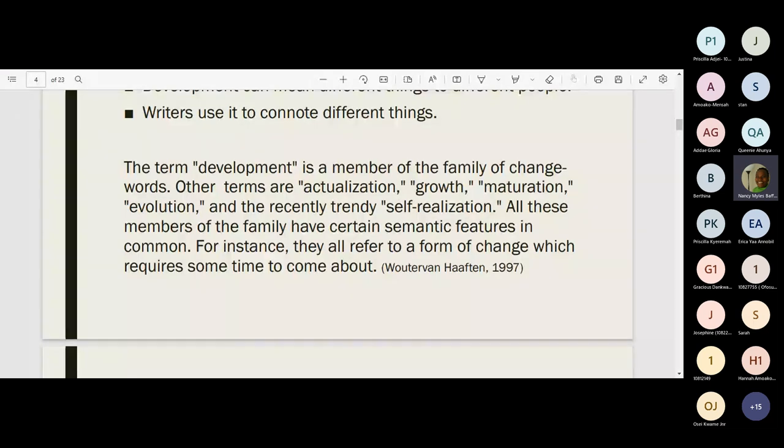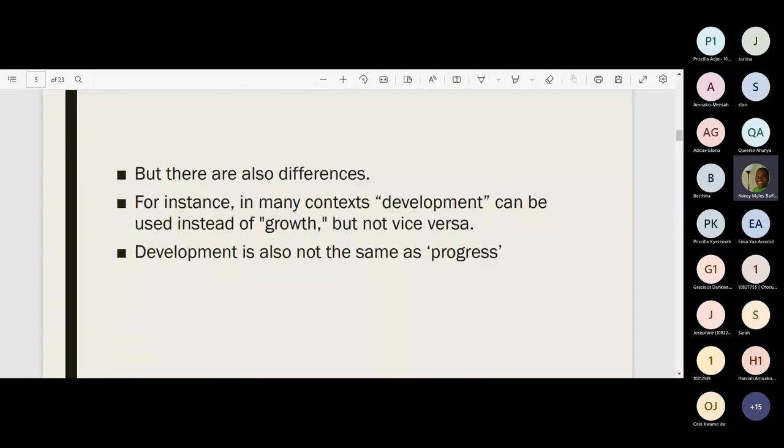So that's what they share in common. But this slide says what? But there are also differences. For instance, in many contexts, development can be used instead of growth, but not vice versa. Hold on, please. Who can explain that? Okay, you finish that statement, then I'll ask the class to explain. Please, warm yourself up quickly so that we take off. Go ahead, lady.